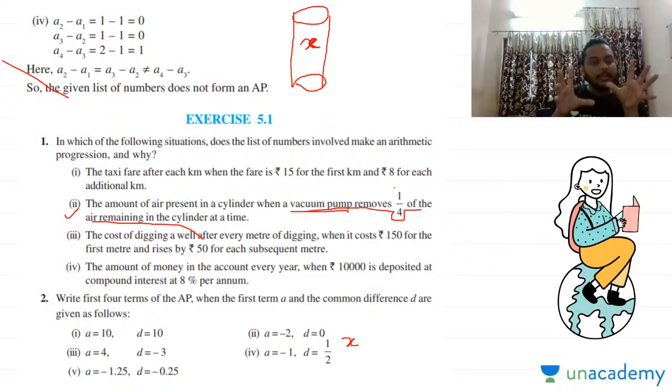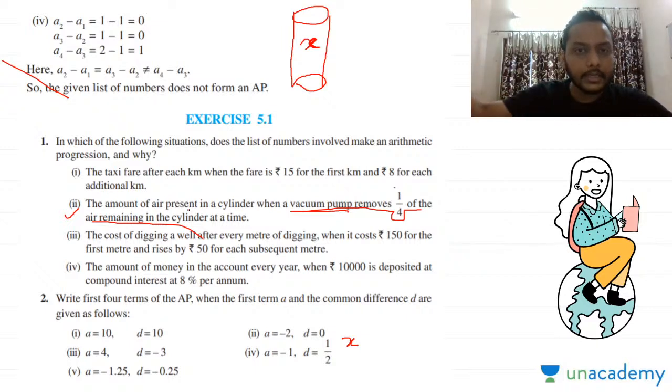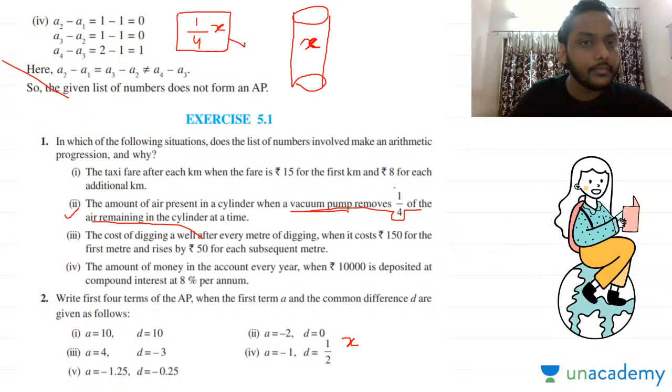मतलब सिलेंडर में जितनी भी एयर है ना उसका 1/4 वैक्यूम पंप क्या करेगा, निकाल देगा। ओके, तो जब मेरे पास यहाँ पर x अमाउंट ऑफ एयर प्रेजेंट है तो इसका 1/4 कितना होगा गाइस, 1/4 विल बी 1/4x। So it is going to be 1/4x, right or not? Am I clear? So this is the amount that will be removed from your cylinder.